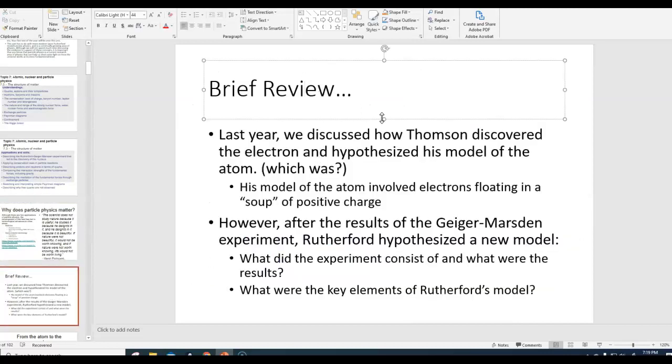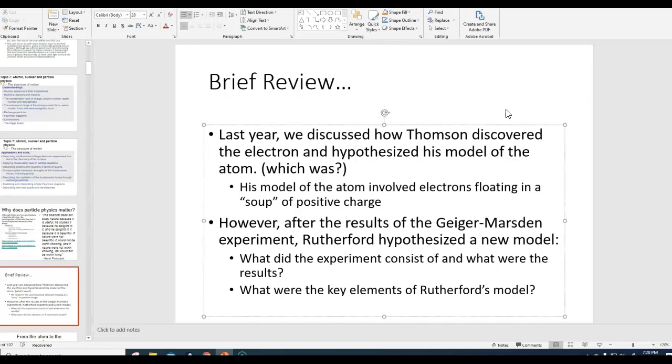Just really quickly, last year we talked about how Thomson discovered the electron. He did that in the late 1800s. We're not going to get into exactly how he did that, but basically after he discovered the electron, he came up with a model of the atom, which was the plum pudding model, or the Thomson model. And in the Thomson model, remember, you basically have a spherical atom, and you have these electrons embedded in the atom, kind of like seeds in a watermelon, surrounded by a fleshy, positive, soupy type of substance. Remember, this is before we knew protons even existed.